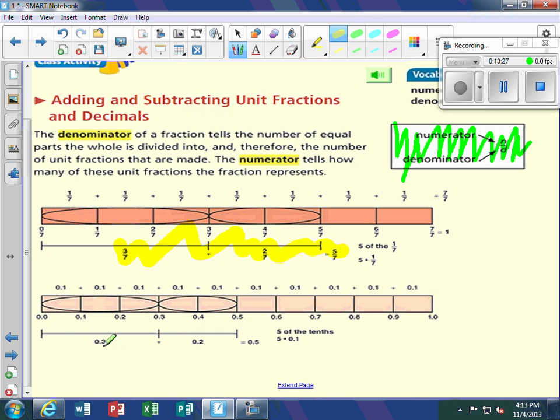Here it's showing you again 0.1, 0.1, 0.1, all the way to 1 whole. But if you were going to do 0.3, which is 1, 2, 3, right here, plus 2 more, which they circled, now you're up to 0.5. 0.3 plus 0.2 equals 0.5. 5 of the tenths, 5 times 0.1.